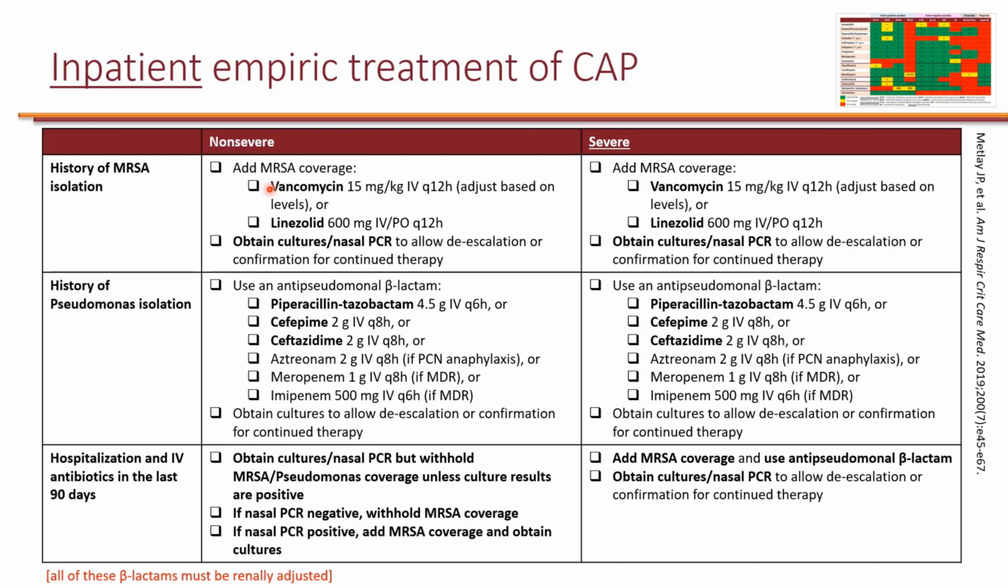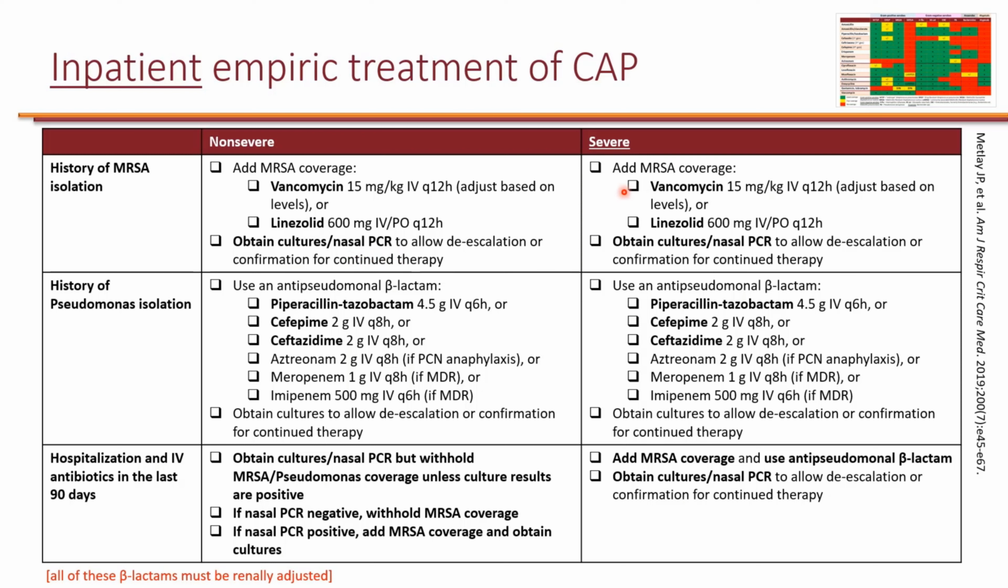Now, they also say that since you are adding MRSA coverage, it's also important to make sure that you obtain cultures, so sputum culture, as well as MRSA nasal PCR, in order to de-escalate therapy, meaning that if you don't grow MRSA, you will discontinue vancomycin or linezolid, or if you do grow MRSA on the culture, or if the nasal PCR tests positive for MRSA, then you know that you did the right thing and you will continue therapy.